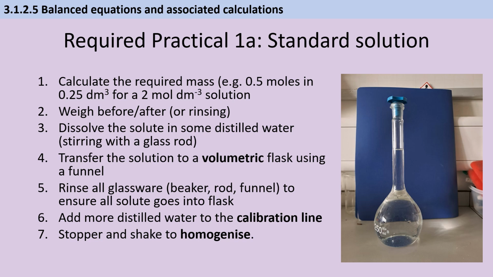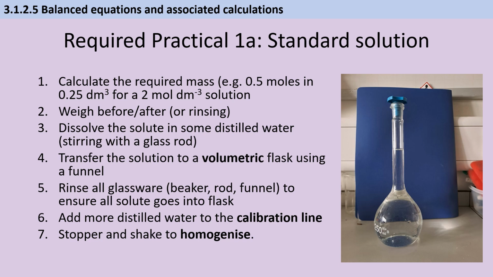Now, in terms of the method, the first thing that we need to do is to weigh out the precise amount that we need, and we need to actually know what's been added to the solution, not just what we weighed out initially. So either you're going to do the weighing before and after method, or you're going to make sure that you rinse everything into the beaker that you're using to dissolve it in. Then you're going to dissolve that using some distilled water, stirring it with a glass rod to make sure that everything dissolves nicely, and then transfer it to a volumetric flask using a funnel.